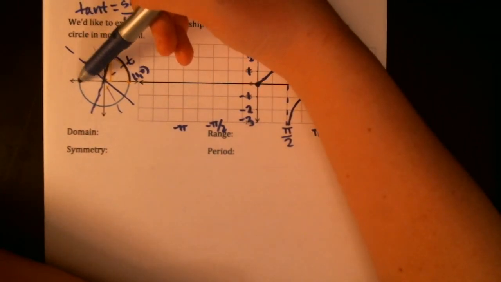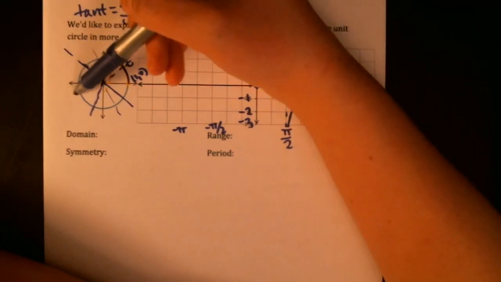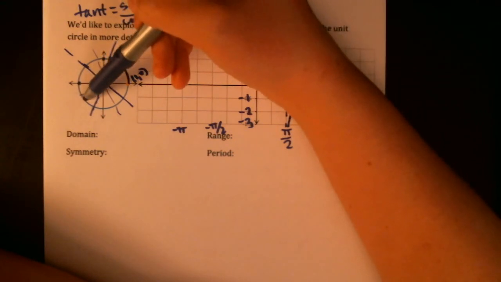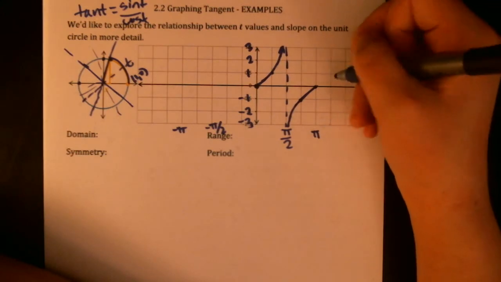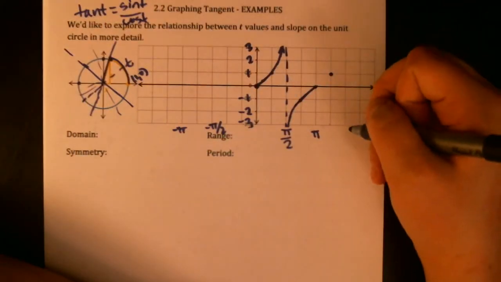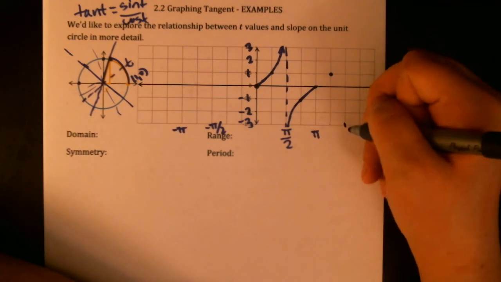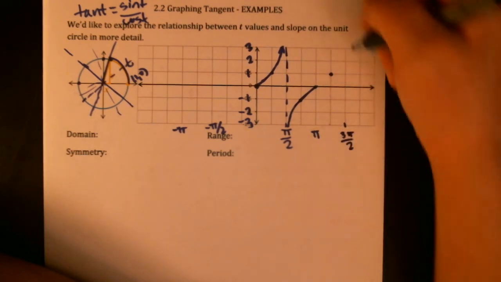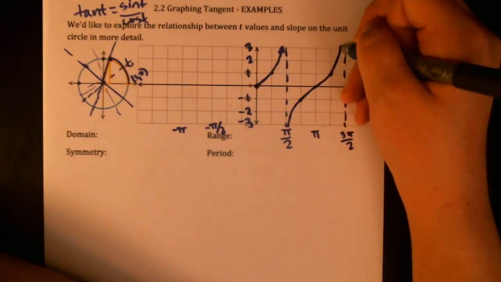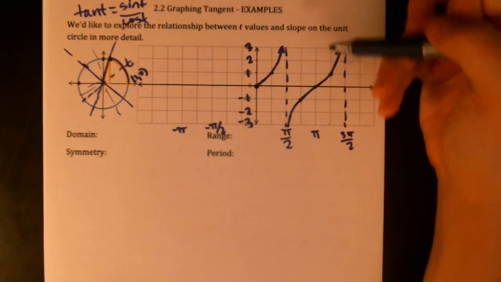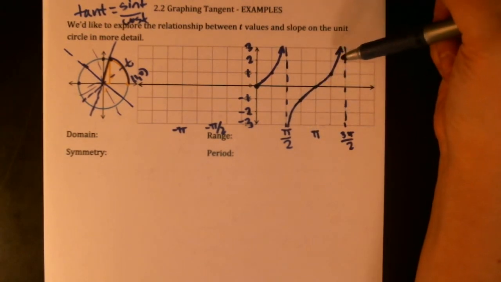As our point moves from pi to 3 pi over 2, our slopes switch back to positive, and we start with small positive slopes, and they get a little bigger, and again right in the middle at 5 pi over 4, we have a slope of 1. Then they start getting steeper and steeper, infinitely steep, until we hit 3 pi over 2. At 3 pi over 2, our slopes are once again undefined because we get that vertical line. We can continue this, but this is basically the picture for tangent.